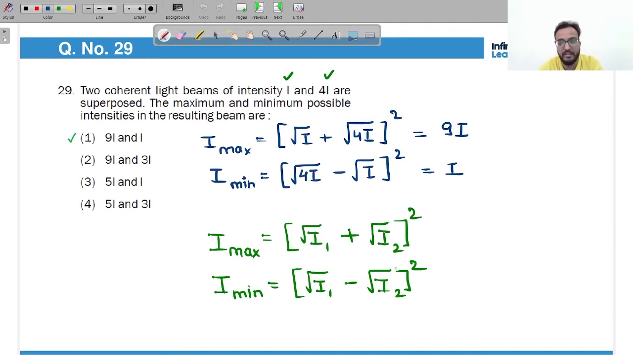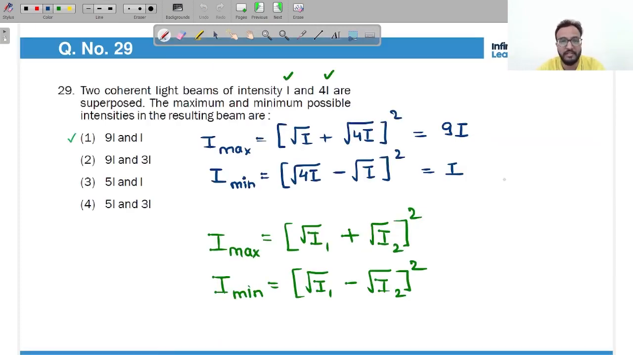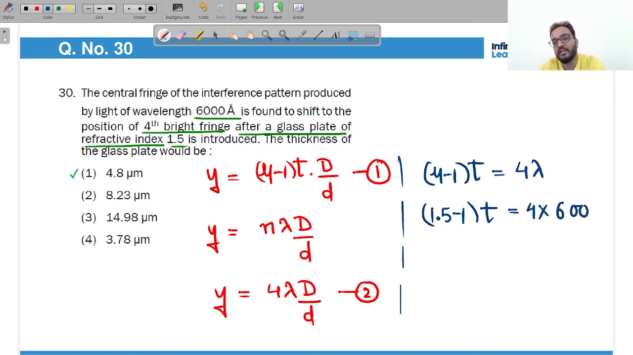That means they have shifted it such that this spot is actually the spot of the fourth maxima earlier. So earlier there used to be a fourth maxima here, right? So we will say that (mu minus 1) into t is equal to 4 lambda. I guess from here we can solve it. (1.5 minus 1) into thickness is 4 into 6000 angstrom. Do you understand? So the answer will be 4.8 micrometer. After solving, 4.8 micrometer. You can solve and get your answer, right?